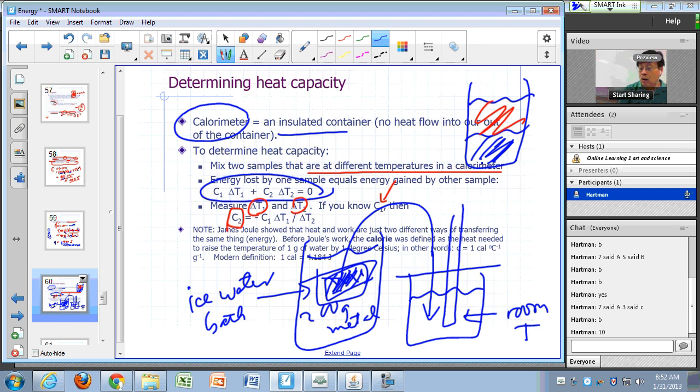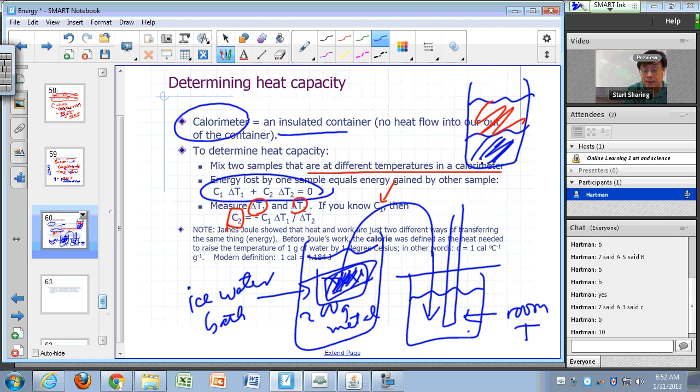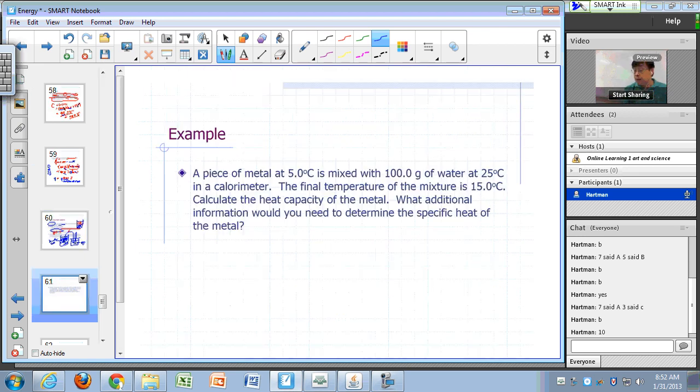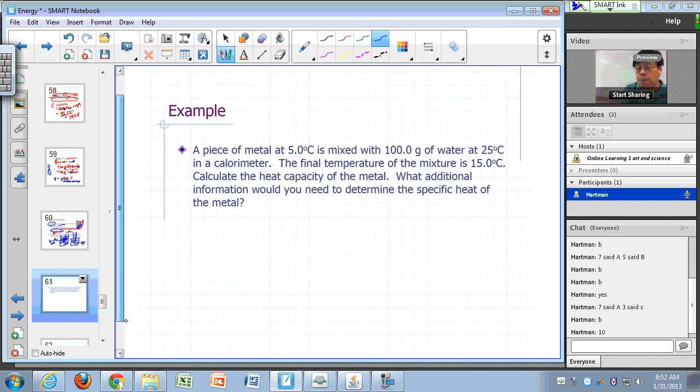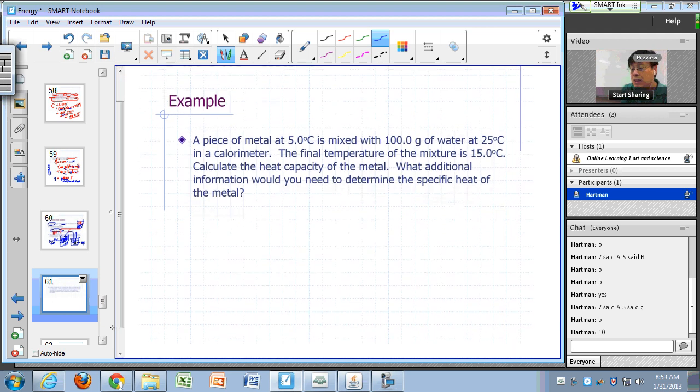Okay. So you will know the heat capacity of the water. You will not know the heat capacity of your metallic disc; you will determine it. So let's look at an example here. Let's say a piece of metal at 5 degrees is mixed with 100 grams of water at 25 degrees Celsius in a calorimeter. The final temperature.